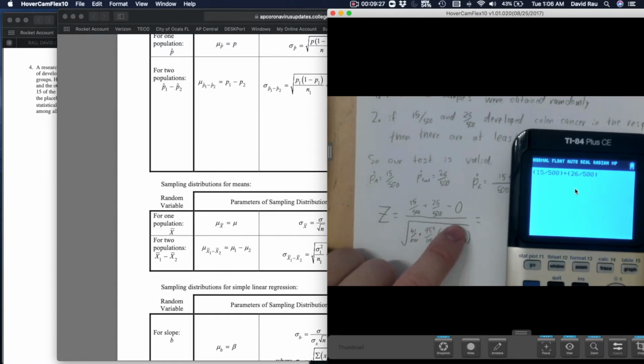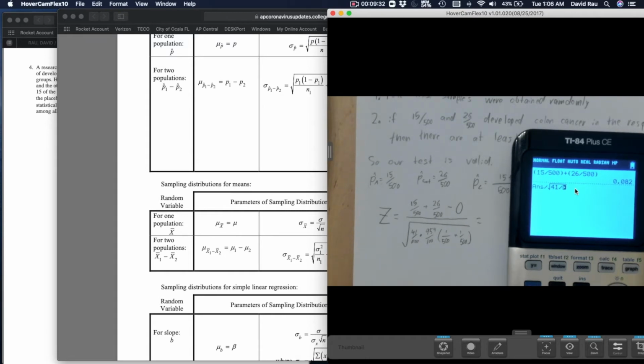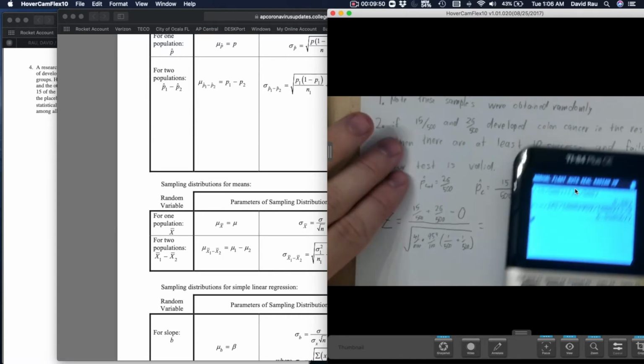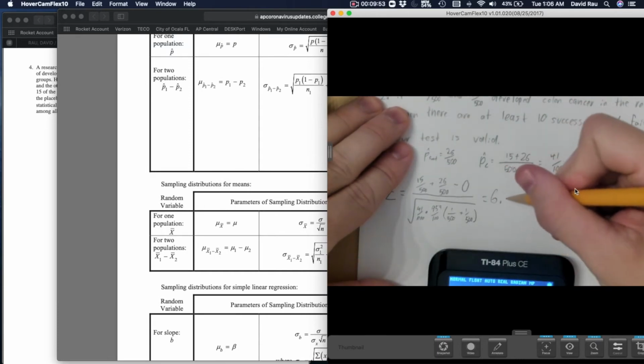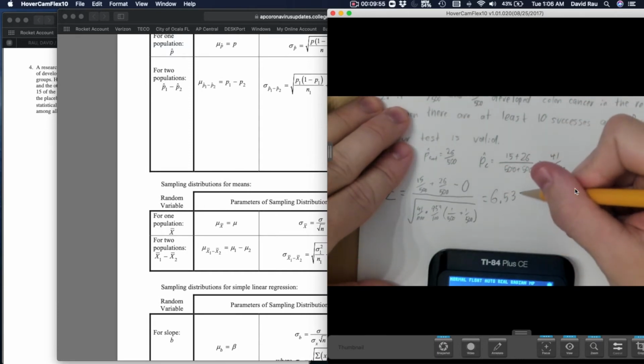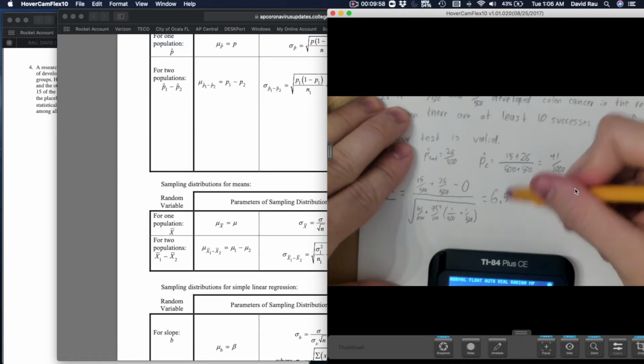Now I don't have to write minus 0 here, but now I have to divide that by the square root of, again, the 41 out of 1,000 times the 959 out of 1,000 times parentheses 1 over 500 plus 1 over 500. And I feel pretty good about that. Okay, so our z-score is 6.53, actually I'll say 6.54. Maybe I'll put approximately because I'm rounding.